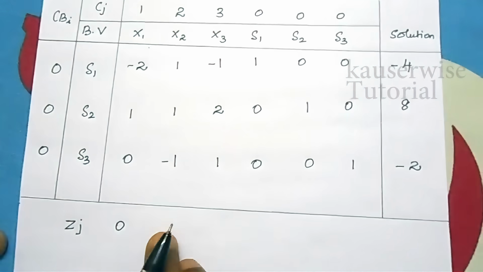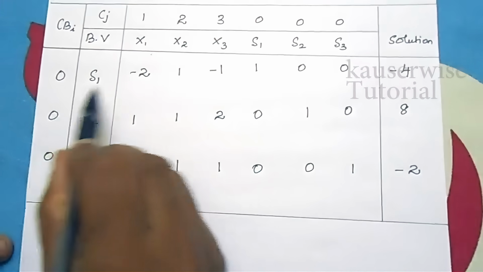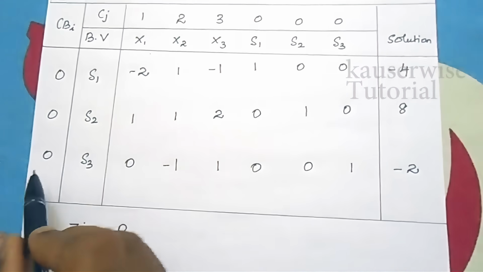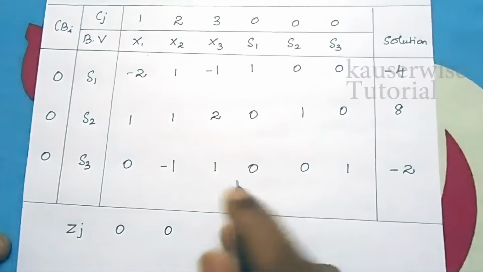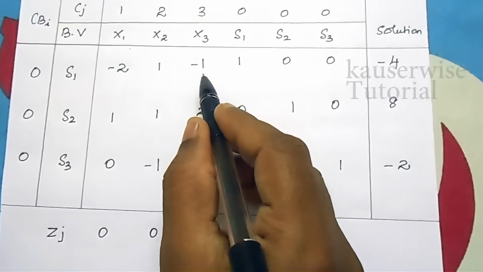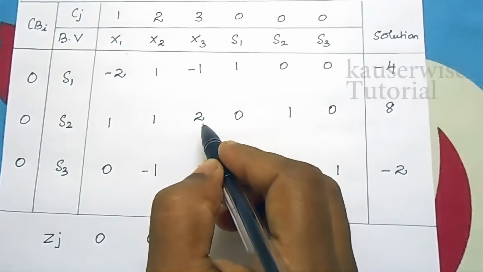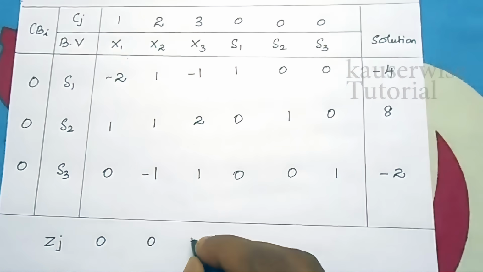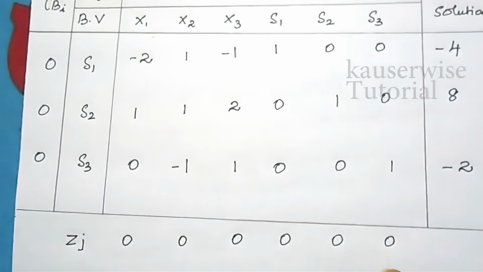In the same way, for the second value, 0 into 1, 0, plus 0 into 1, 0, plus 0 into minus 1, 0. Third value, 0 into minus 1, 0, plus 0 into 2, 0, plus 0 into 1, 0. In the same way we have to find the value for S1, S2 and S3.